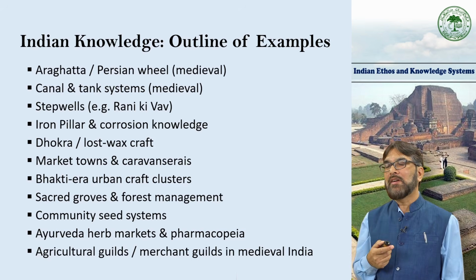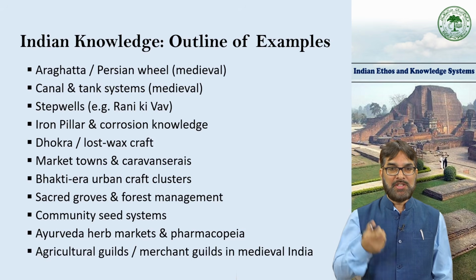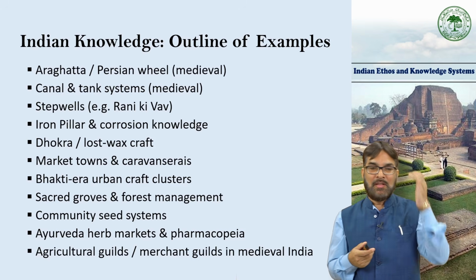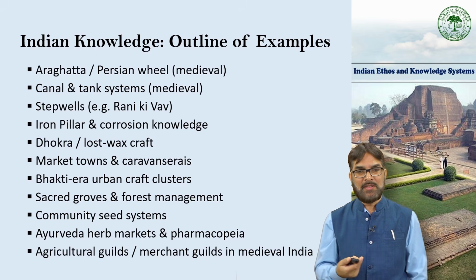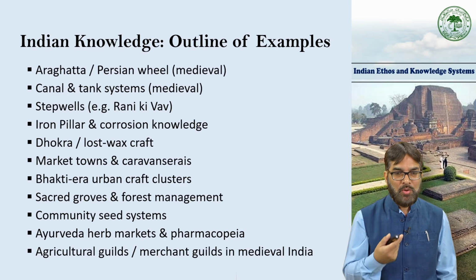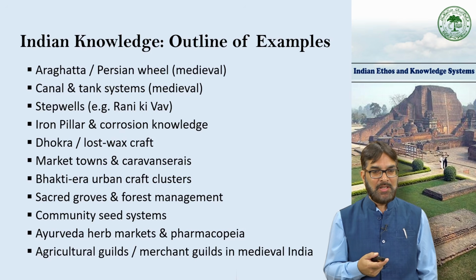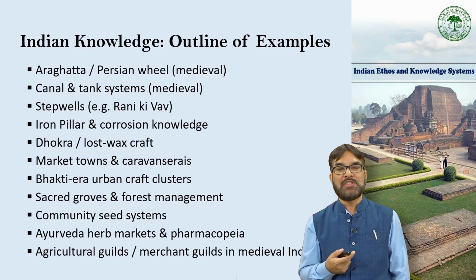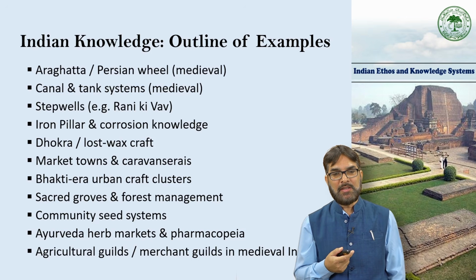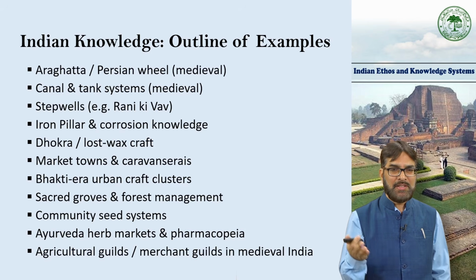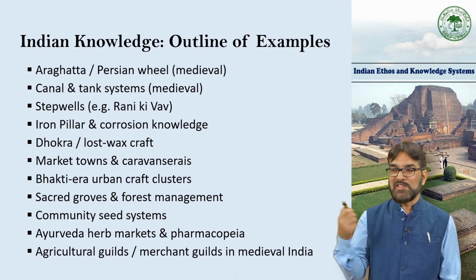So these are certain topics on your screen, which I have just collected from the vast treasure of Indian knowledge traditions. One is the Persian wheel during the medieval period, canal and tank systems, step wells, and iron pillar corrosion knowledge, or the Dhokra lost wax craft, market towns, caravansarais, bhakti era and urban craft cultures, sacred groves and forest management, community seed systems, and Ayurveda hubs, markets and pharmacology, and the agricultural guilds, merchant guilds in medieval India. So many market systems were there, archery was there, Ayurveda was there, medicine in the field of metallurgy was there, engineering was there.